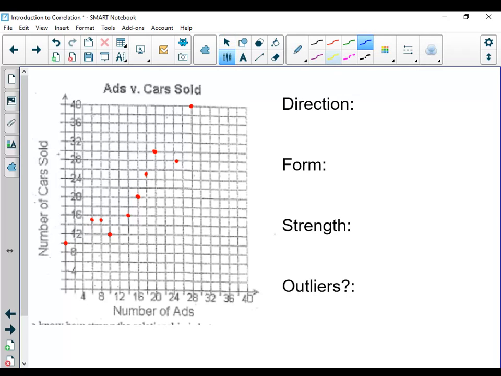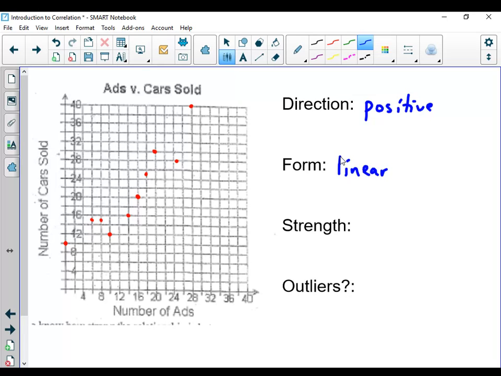So what do you think for direction here? That's going to be form, and you're right. It's going to be linear. What about direction? Positive or negative? Positive, yeah. This one, as we go along, all of them are going up. So we do have a positive direction. Caleb is right. The form is linear. We can essentially make a line out of that data. What about strength?